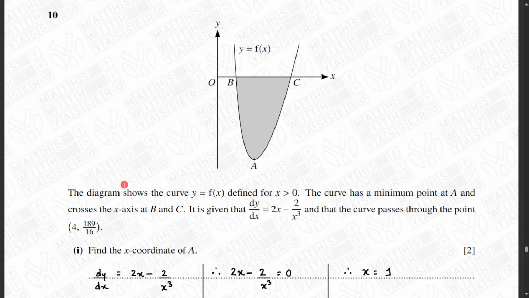Question number 10. The diagram shows the curve y equals f of x defined for x greater than 0. The curve has a minimum point at A and crosses the x-axis at B and C. It is given that dy by dx is equal to 2x minus 2 over x cubed, and that the curve passes through the point 4 and 189 over 16. We need to find the x coordinate of A.